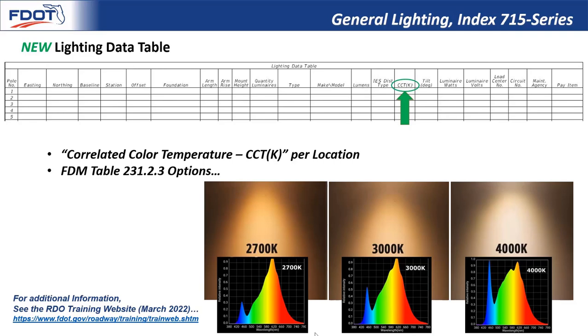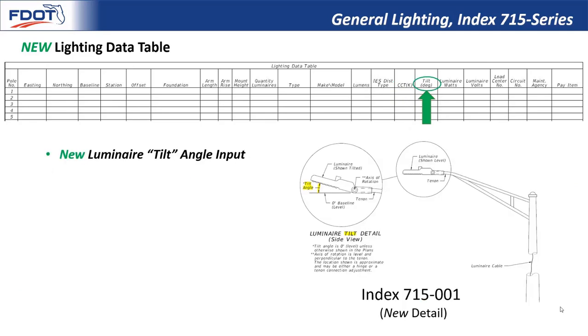And this helps for aesthetic locations like residential areas, parks, coastal areas, tourist areas, and downtown areas where there's some concern for the nighttime ambiance. And for more information on the background and design nuances of this topic, please see the RDO training website as shown in the bottom left and look under the March 2022 heading. Moving on, we have a new heading for our luminaire tilt angle input. So this corresponds to the angle shown here, as in the new index 715.001 detail we discussed earlier.